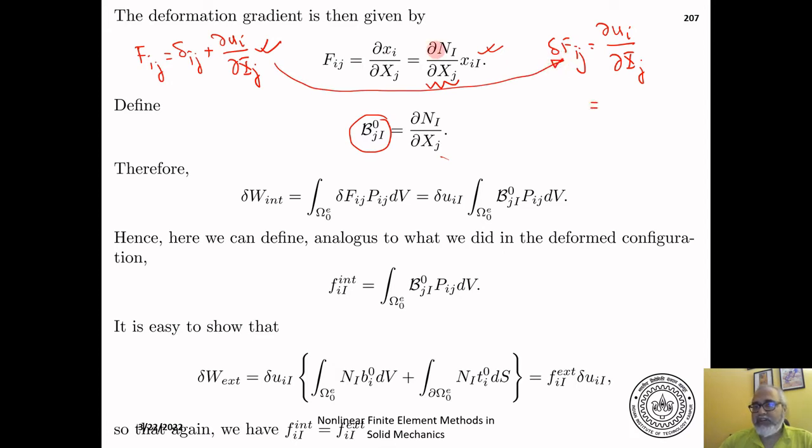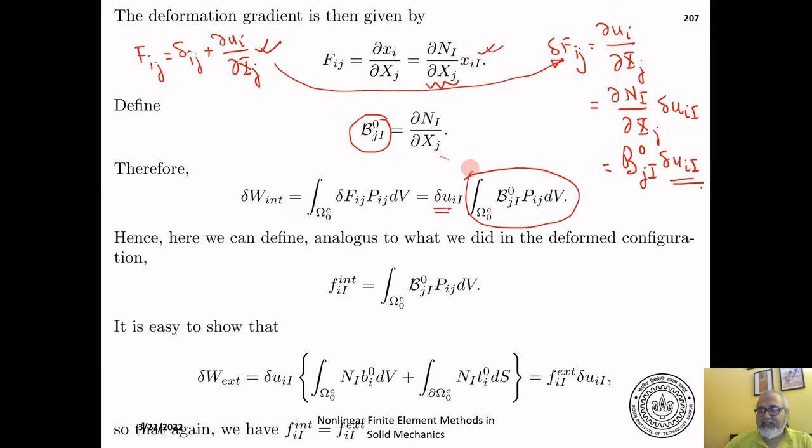So this can be written as del N capital I del capital Xj times delta UiI. So this is how you can also write it, and this will be Bji0 delta UiI. This is not a function of position, so it comes out of the integral. You are left with this quantity. This is your F internal iI. So this together is the work done, the internal virtual work done by the internal forces.